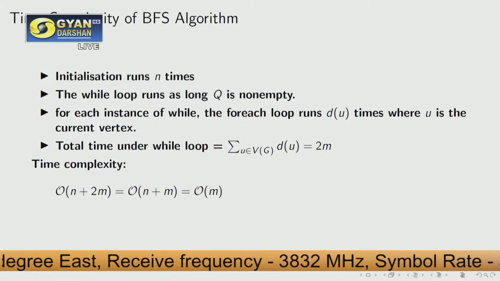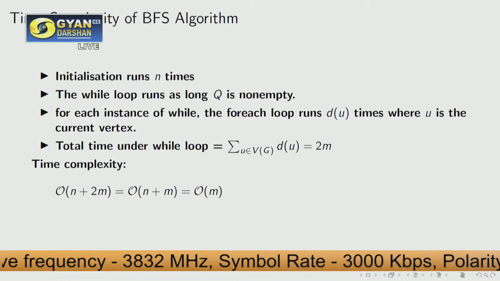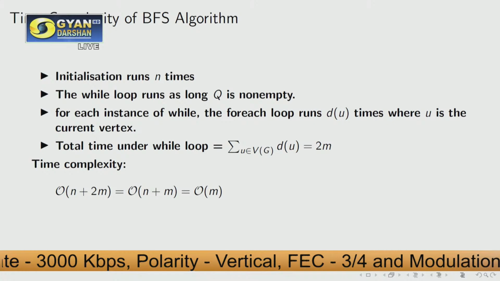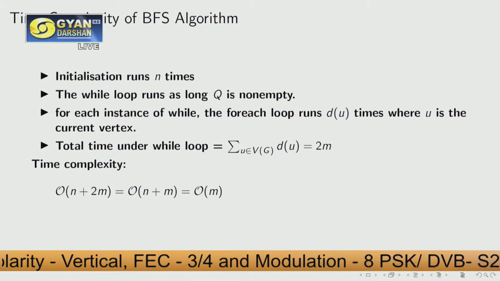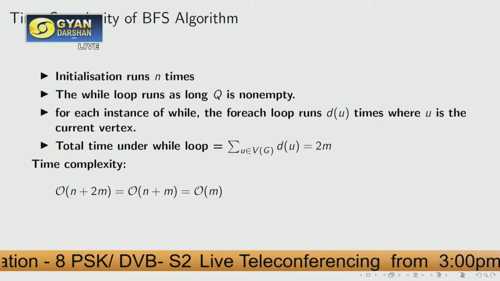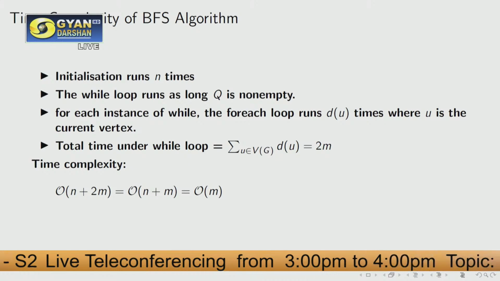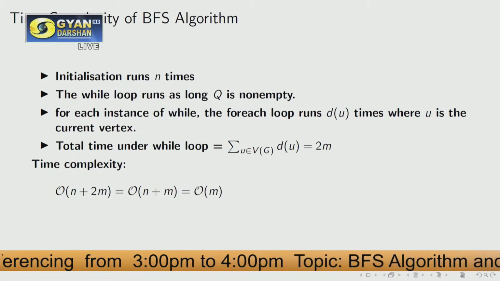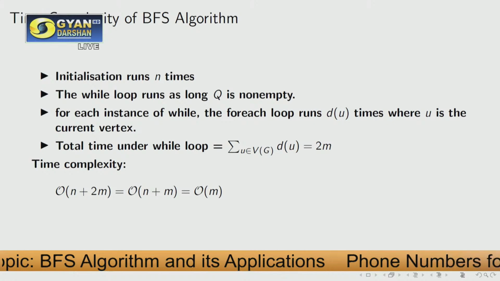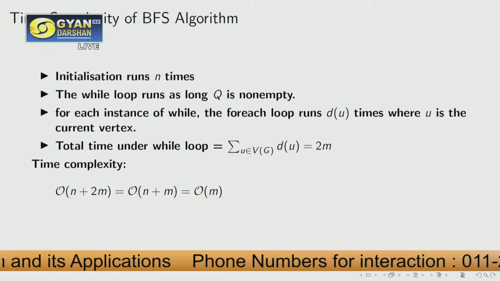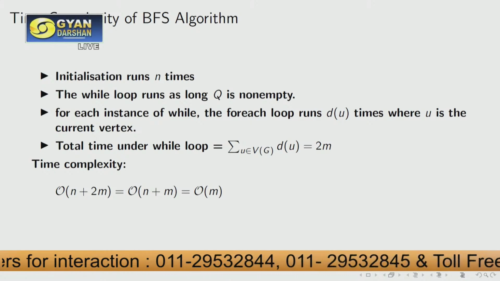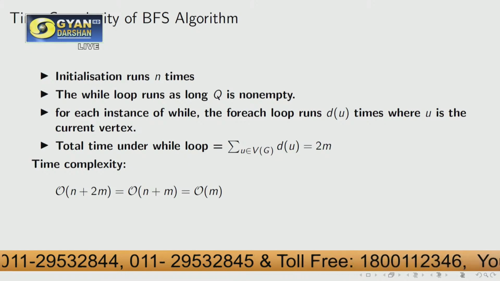So now what is the time complexity? We have just seen that the initialization step runs n times, so n plus 2m. So the time complexity is big O of n plus 2m, but 2 is a constant, so we can just remove it. So it can be written as big O of n plus m. I hope you are familiar with the big O notation. Here, in n plus m, if you compare these two numbers, you will see that in practice m is much larger than n. So the time complexity is essentially O(m).